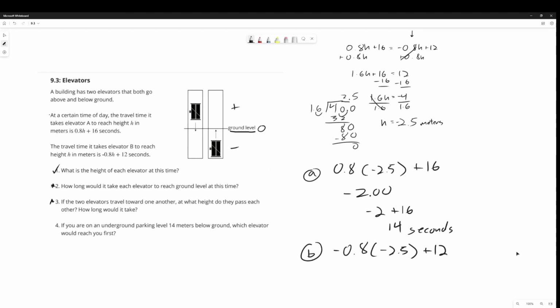All right, let's see how you did. So again, 0.8 times 2.5 is going to be 2, and it's a negative times a negative, so it's going to be a positive 2. And 2 plus 12 is 14. So that checks out. So the answer to the second question in number 3 is it's going to take 14 seconds for the two elevators to get to the same height.